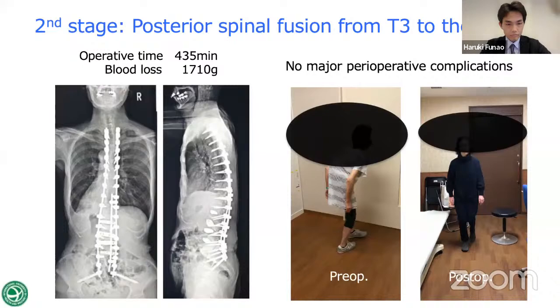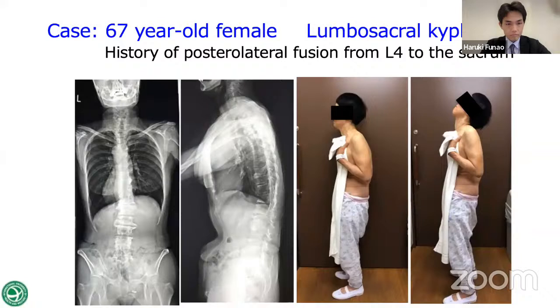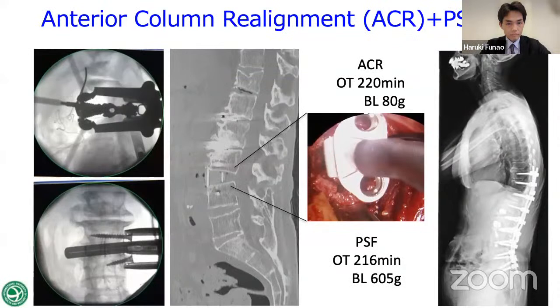This is a patient with lumbosacral kyphosis. She had a history of posterolateral fusion from L4 to the sacrum. Although surgical balance was not so bad, her pelvis was retroverted and she needed much effort to stand up straight, as you can see here. Because L4 to the sacrum was already fused, she underwent anterior column realignment by cutting the ALL at the L3-4 intervertebral level with a small amount of blood loss.